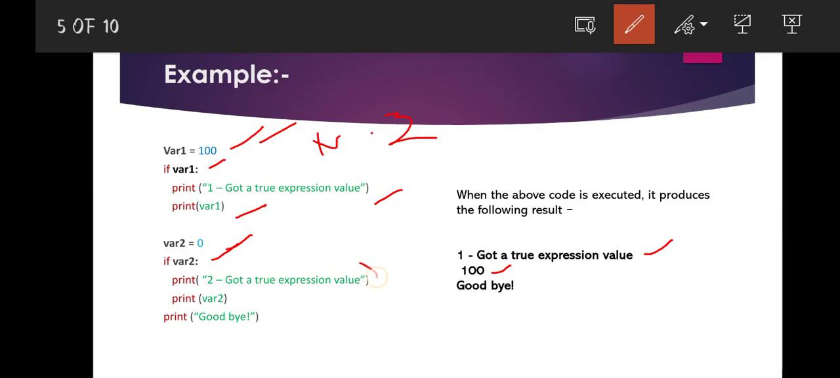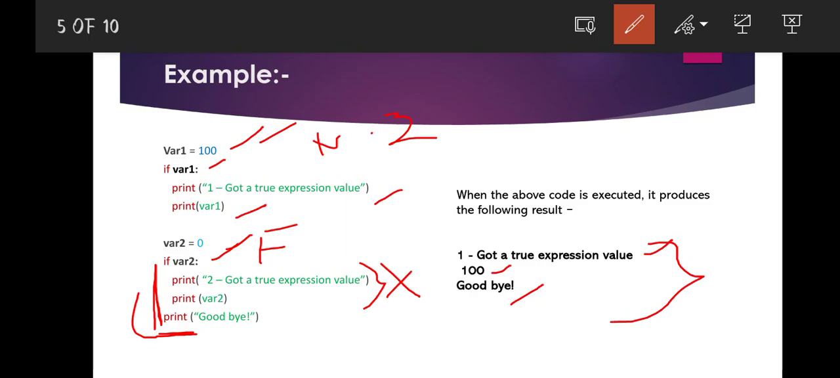These statements don't print. Why? Because the condition is false. So it executes the statement that we wrote outside the if statement. See, this is not inside the if. This is outside the if. See the indentation. We are writing outside the if. Print goodbye. So it will print goodbye. So this is the example for if statement, and this is the output for that example.